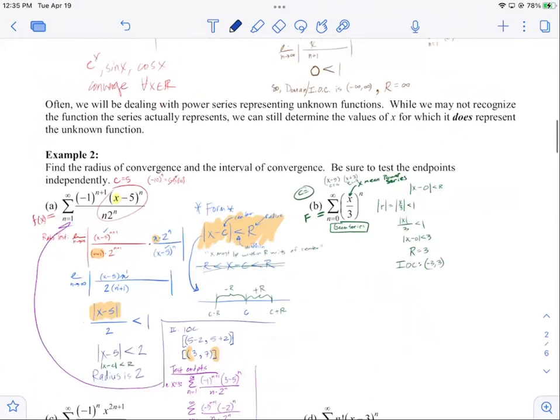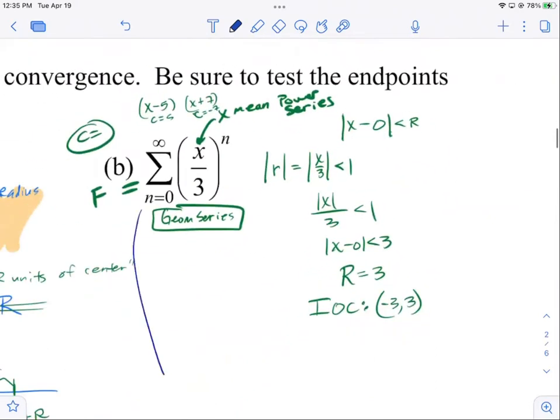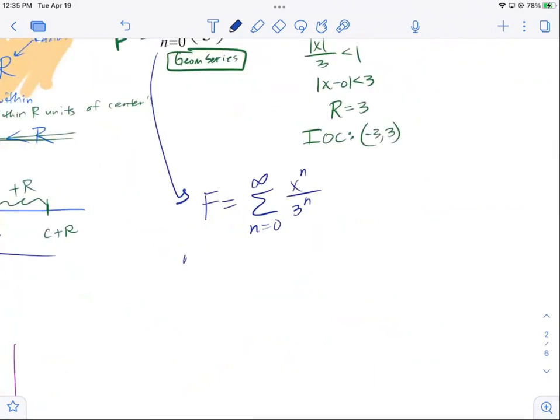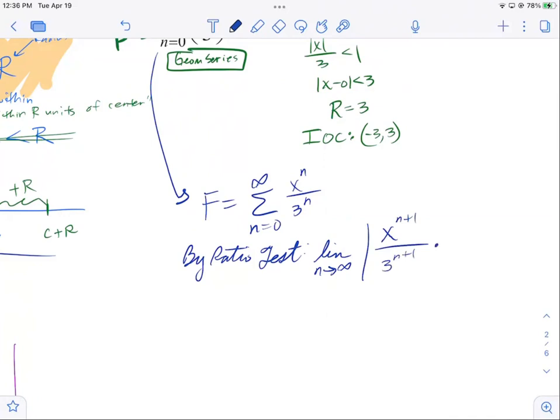Ratio test. The ratio test, by the way, would have worked for this one as well. You want to do this one real quick? If you want to use the ratio test, you're going to want to write it as x to the n over 3 to the n. Okay. So let's go ahead and say by the ratio test, the limit as n goes to infinity of the n plus first term would be x to the n plus first all over 3 to the n plus first, and then multiplied by the reciprocal, 3 to the n over x to the n.